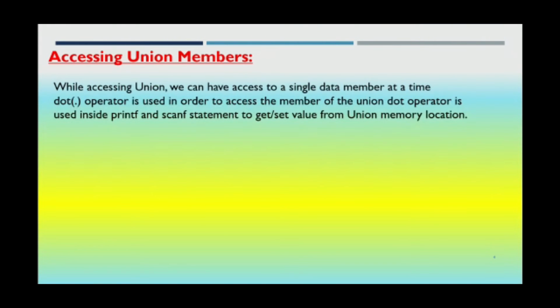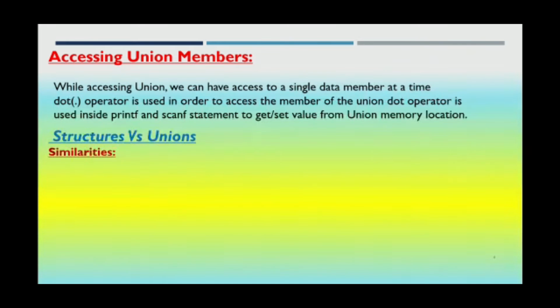Now let's see how to access the union members. While accessing a union, we can have access to a single data member at a time using the dot operator. In order to access the member of the union, we use the printf and scanf statements to get or set a value from the union memory location.